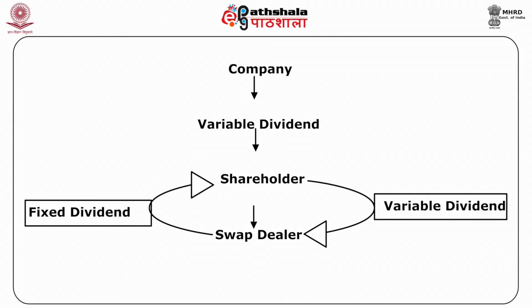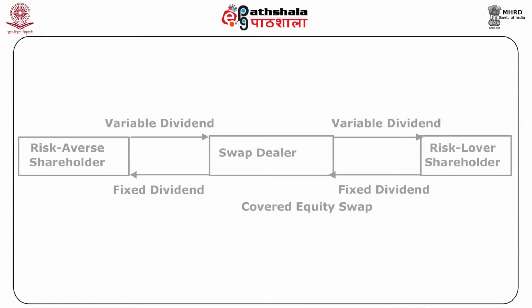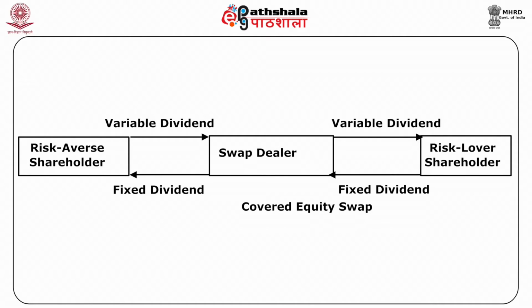Equity swap is basically categorized into two parts: naked equity swap and covered equity swap. Naked equity swap is that swap where swap dealer does not pass the risk to equity shareholder, whereas in case of covered swap, he passes the risk to the shareholder. The risk arising through fluctuations in variable dividend will be borne by swap dealer only. He himself protects equity shareholder by paying them fixed dividend.